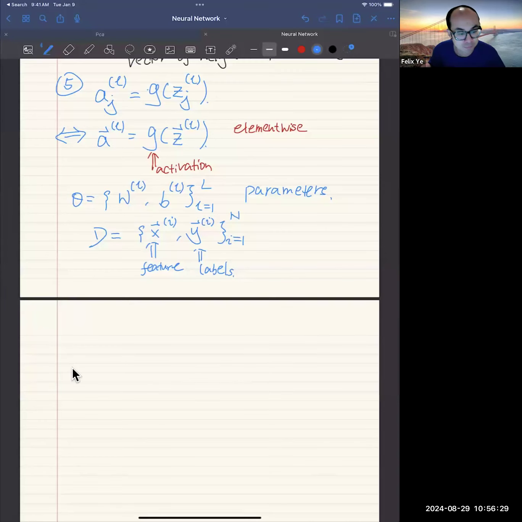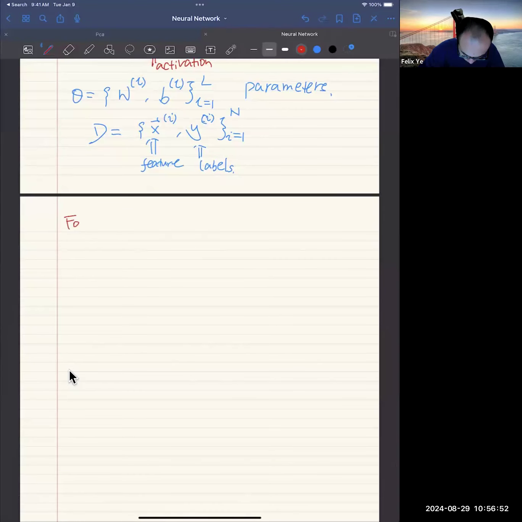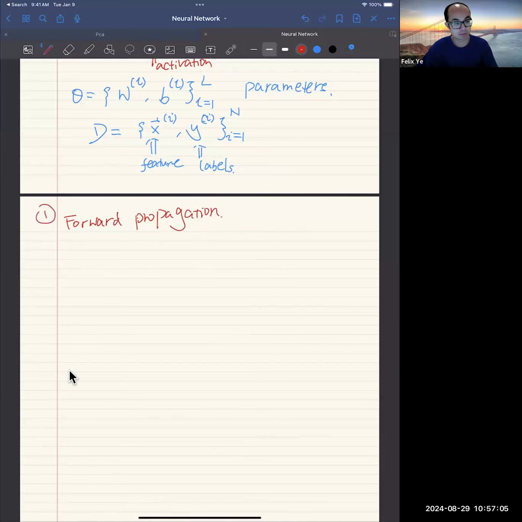This is not a vector. It's just a label here. So the first thing that we need to do is I want to talk about something called forward propagation. So this is the first part.